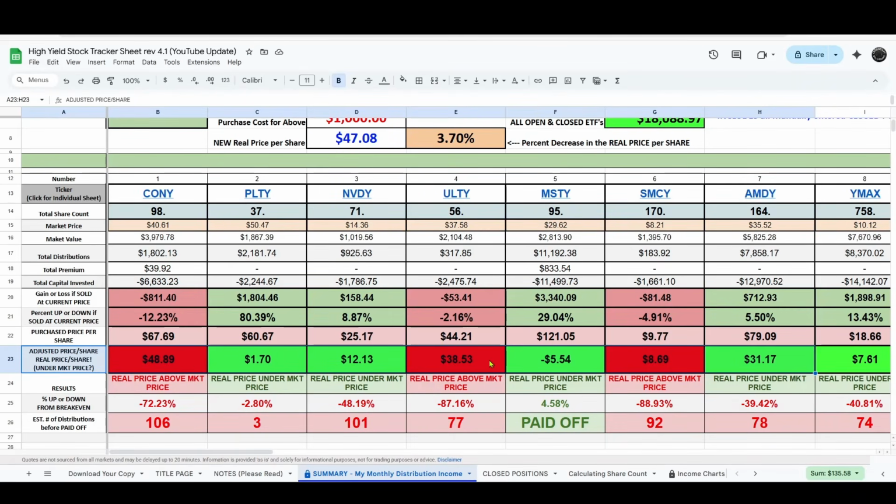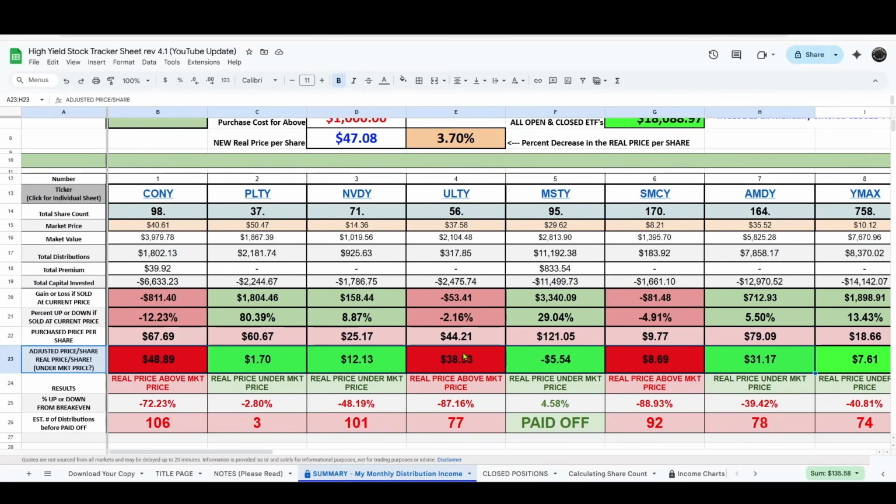So if you don't have any way of tracking that real price per share, or if you just want a way that actually will do it all for you, all you have to do is enter in your purchases and your distributions into those individual sheets, just like we just did, and everything else calculates out for you. Then you're more than welcome to come on over, join the Discord, get your copy of this spreadsheet so that you can enter in your own positions and find out what your real price per share is, as that will tell you if you are up or if you are down in that position, and by how much.